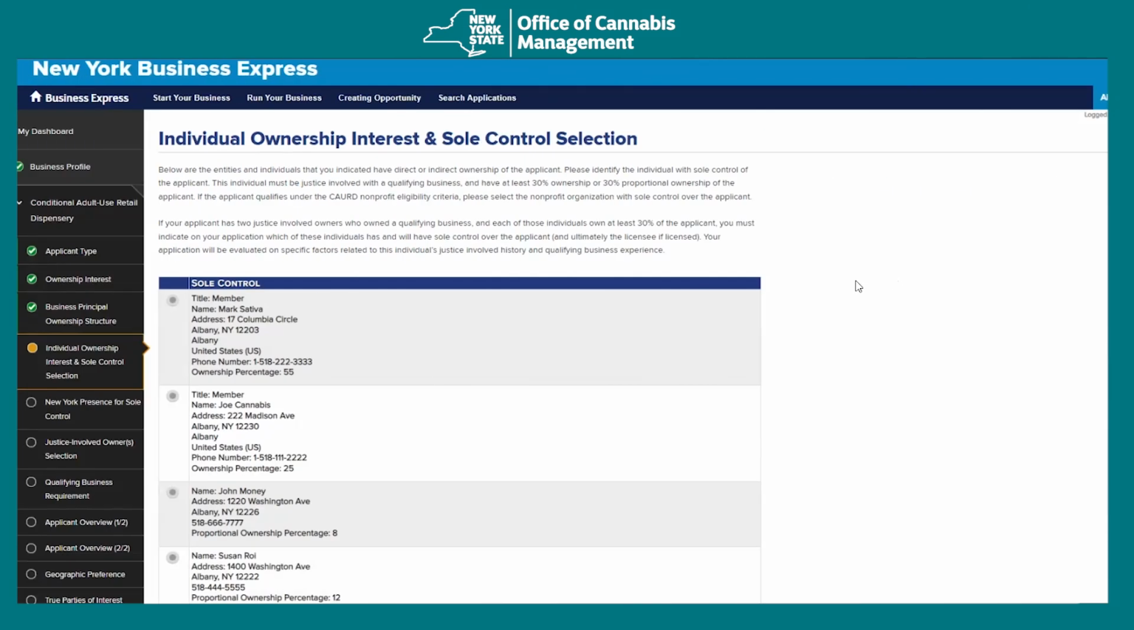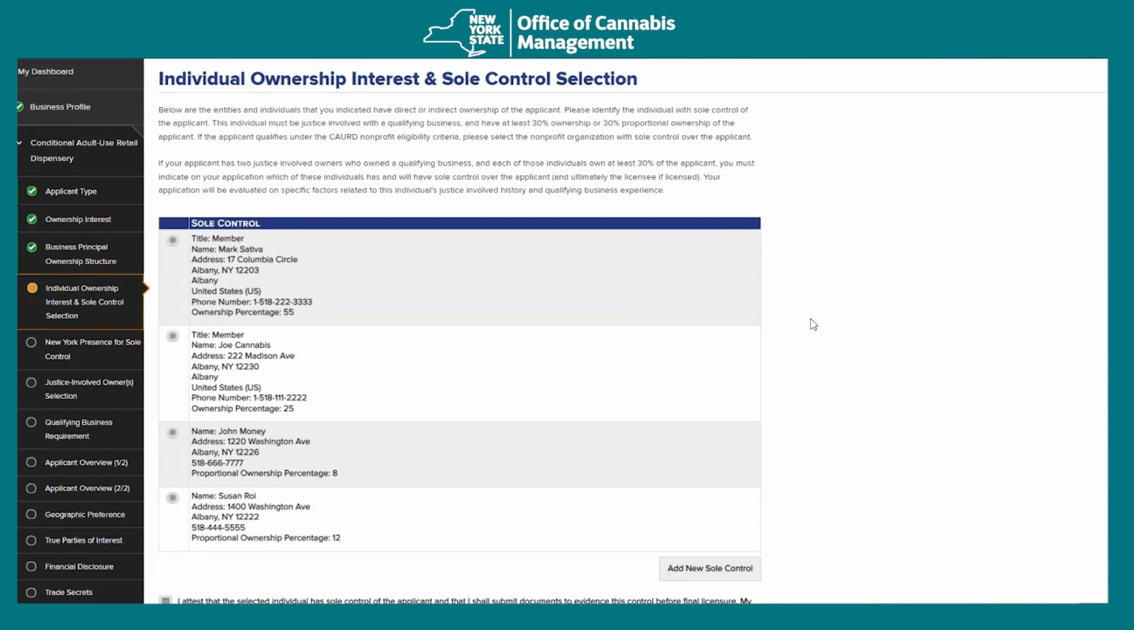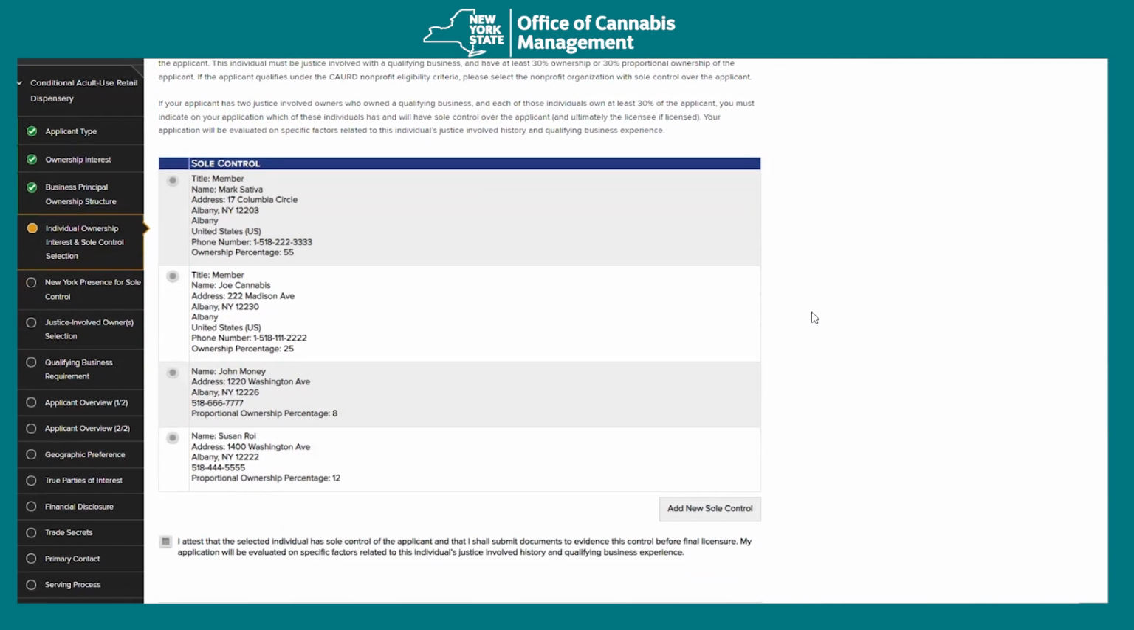On this page, now I have to identify the person who has sole control of my planned dispensary. Sole control means that this person has the ability or power to direct the management and policies of my planned dispensary. Remember that this person must be just as involved, have qualifying business experience, and own at least 30% of the planned dispensary. This person is the foundation of how my application will be evaluated, so it is very important that I consider this selection carefully.